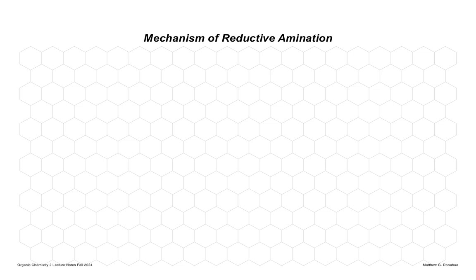So I gave you the gist of that mechanism on the. Let me just dial back here to show you just how the arrow pushing would look different for an enamine. So sodium cyanoborohydride. Trifluoroacetic acid.